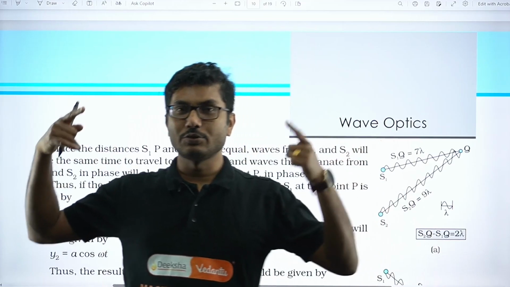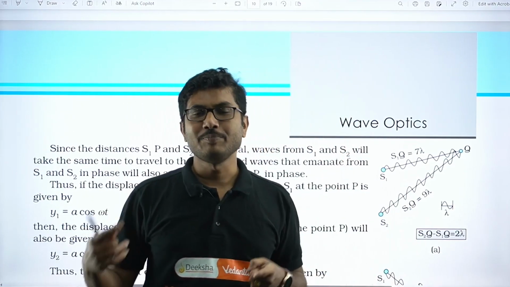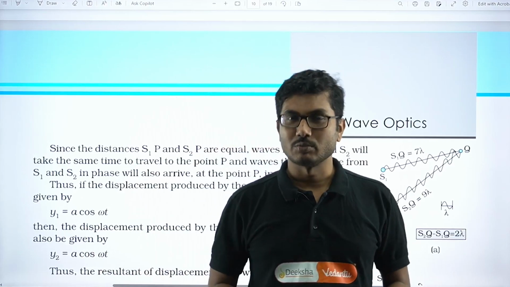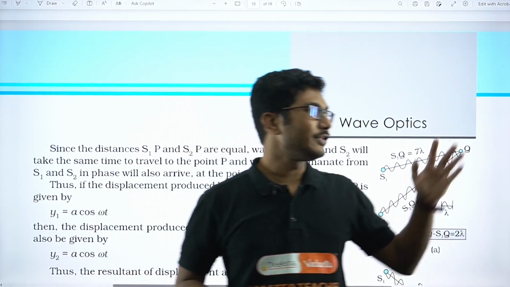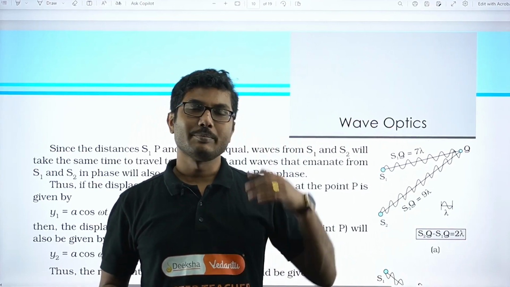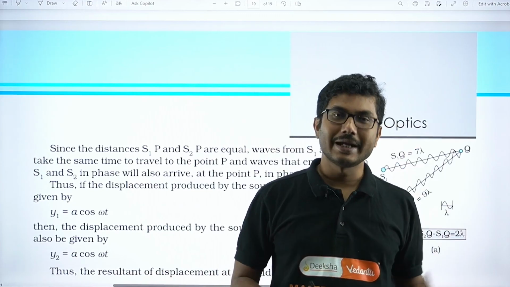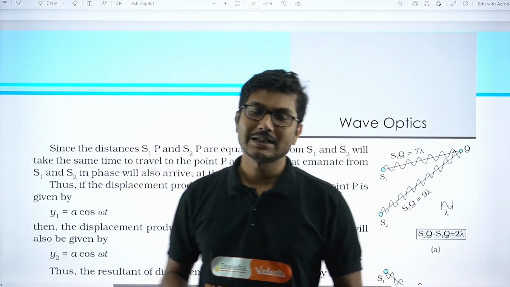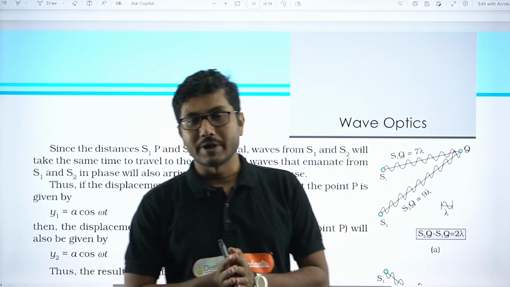And if these two sources do not have this fixed relationship, and they are changing with time, then this is called an incoherent source. Most of the things that we see are incoherent sources. For example, if you light up two different lights, mostly they are incoherent. There are a few ways to create coherent sources, but that is very specific. Otherwise, most lights are incoherent in nature.